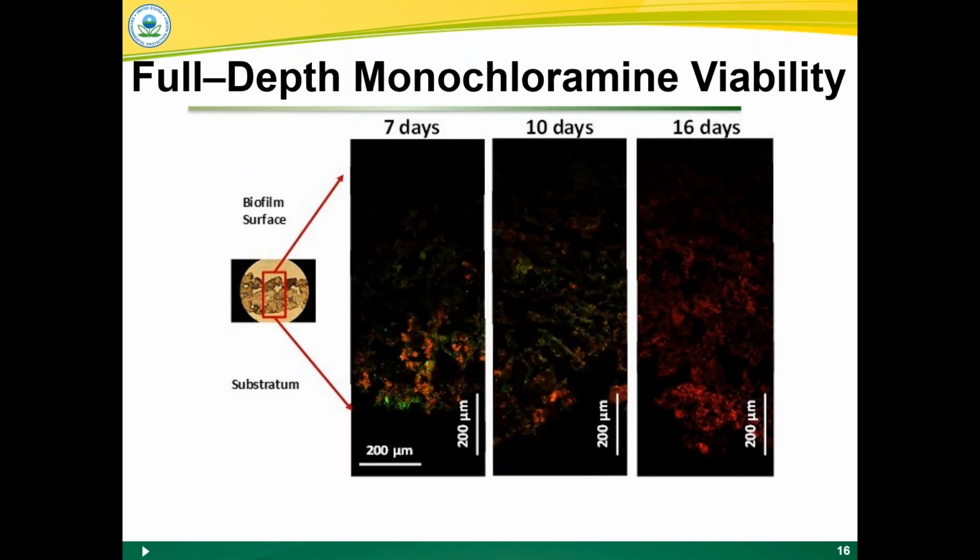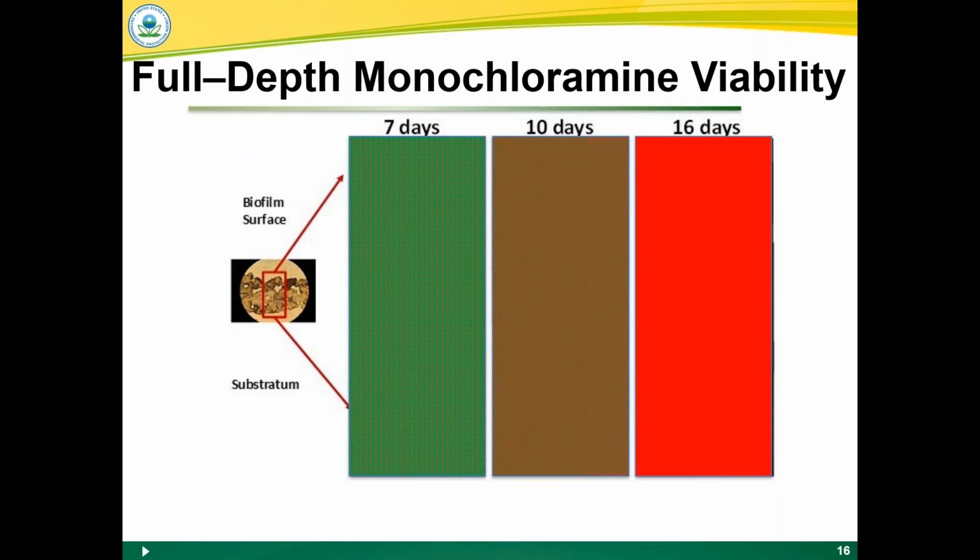The one thing we did add in these experiments was that we were able to get full depth viability measurements. So these are the cross sections of the biofilm after 7, 10, or 16 days of monochloramine exposure. It's a little bit hard to see on your screen, but there are red and green areas here. And I just want to summarize those with some graphics to illustrate what we were seeing.